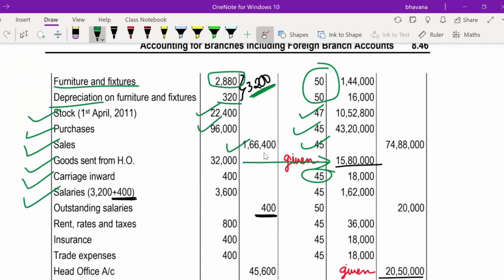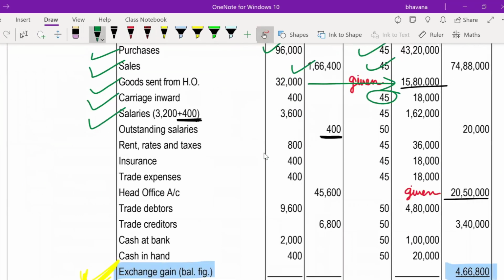Salaries, there was one adjustment which was outstanding salaries. Outstanding salaries, what you will do is add it with the salaries in the PL. What you will do in the balance sheet, two things you have to keep in mind. In the PL, you will add it with the salaries amount. 3,200 plus 400 outstanding salaries, 3,600 is what you will show in the PL. For what you are going to show in the PL, you have to use the average rate and convert. That is clear. The other 400 you will show in the balance sheet.